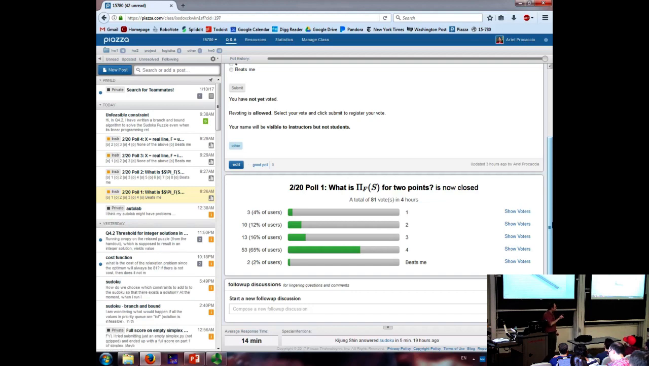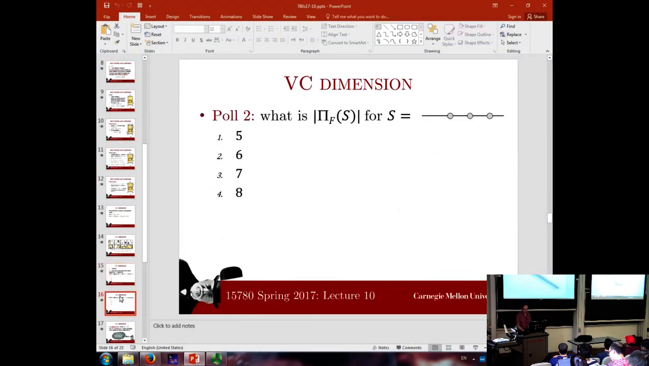In this case, but that leads us directly to the next poll. So now there's going to be 3 points. Okay. So next poll. Same thing, but instead of 2 points, we have 3 points. What is pi F of S?